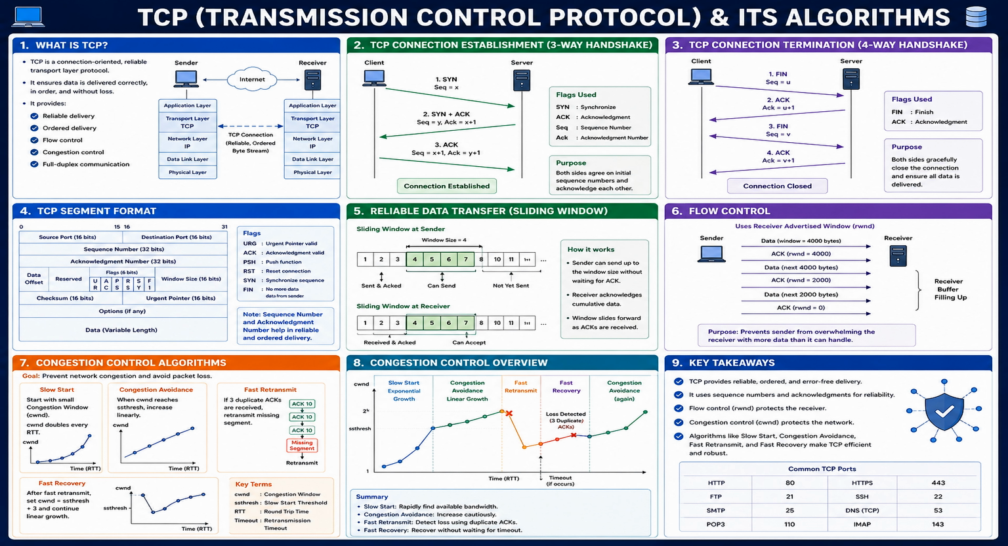After this exchange, both sides synchronize sequence numbers, allocate buffers, and establish a reliable communication session. This handshake ensures both devices are reachable, bidirectional communication is possible, and packet sequencing is initialized correctly.